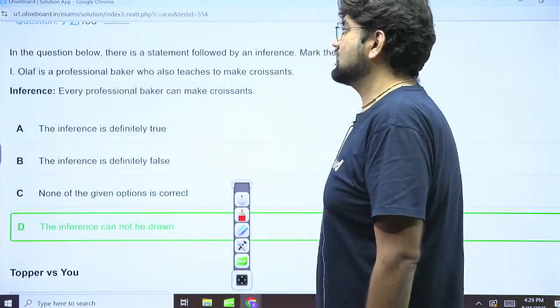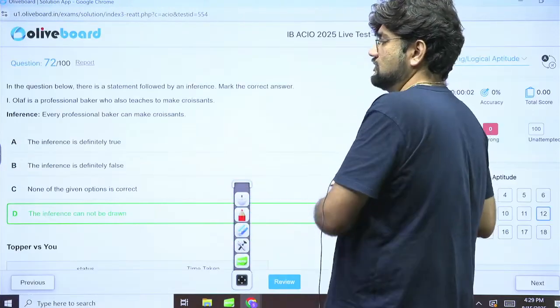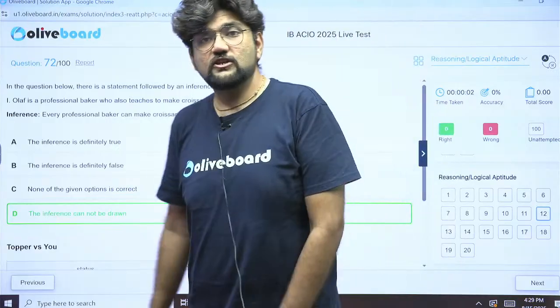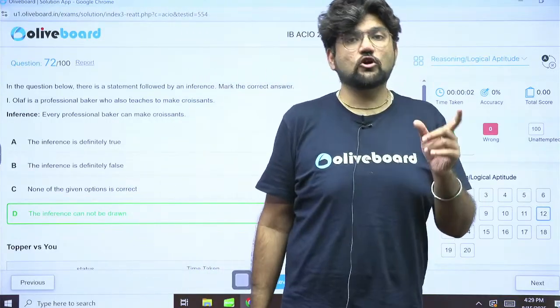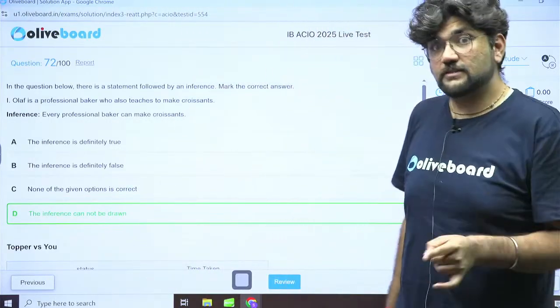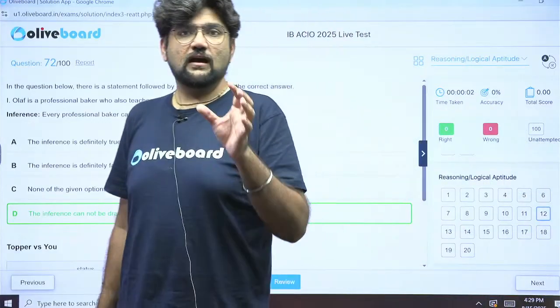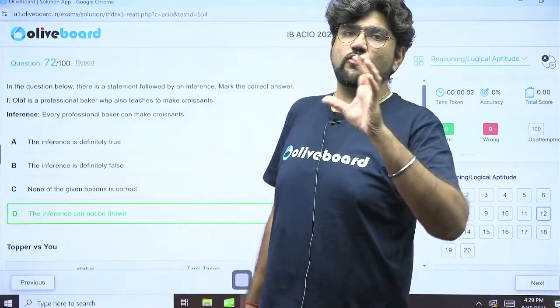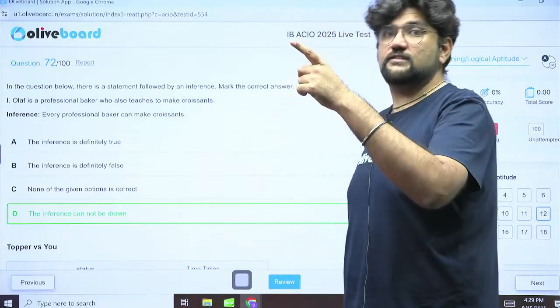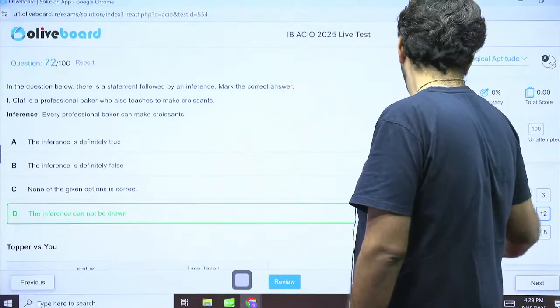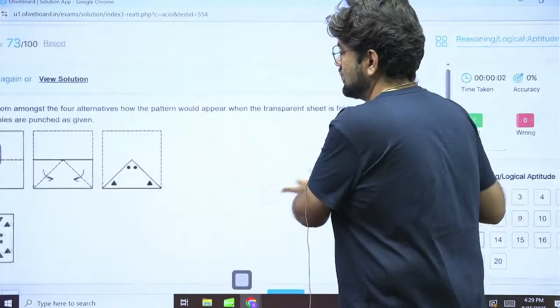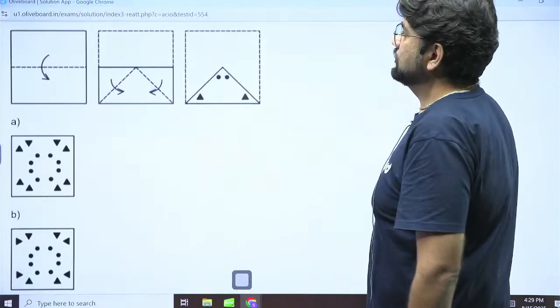27 seconds is what the topper has taken. This is pretty decent. So be very sure. If you're 100% sure, you'll mark definitely true. If you're 100% sure that this is incorrect, you will only then mark definitely false. Otherwise, it falls in the category of probably true, probably false, depending upon the relation with the statement. Right? Next. Paper cutting, folding, pretty easy.